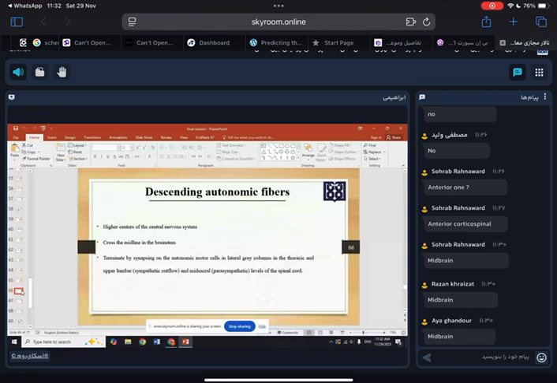The next one is descending autonomic fibers. It means that it takes part in the sympathetic and parasympathetic parts. They start from the higher centers of the central nervous system, for example, the hypothalamus. They cross in the brainstem, and they terminate in which part?